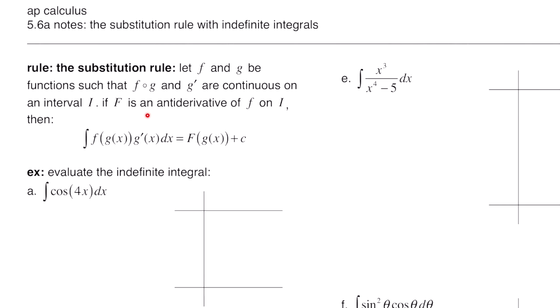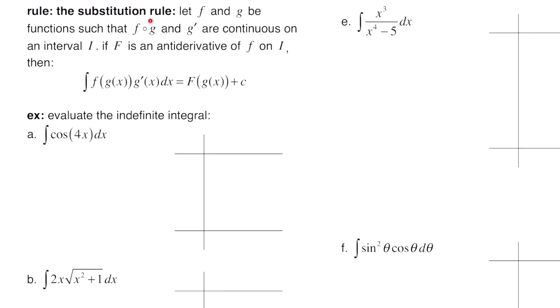If capital F is an antiderivative of f on the interval I, then we have that the integral of f of g of x times g prime of x dx is equal to capital F of g of x plus c. And I just want to note that the substitution rule is often referred to as U substitution.